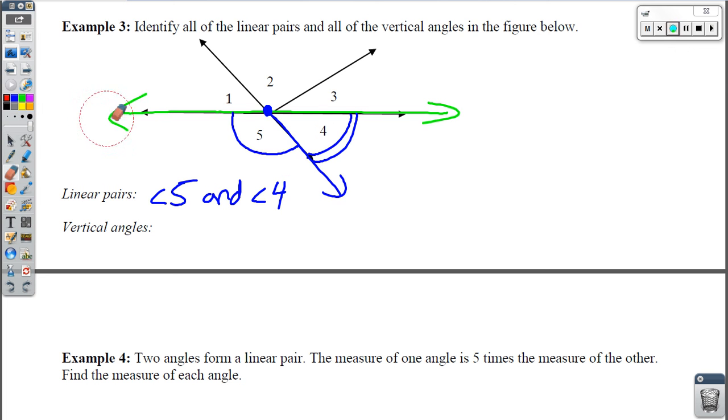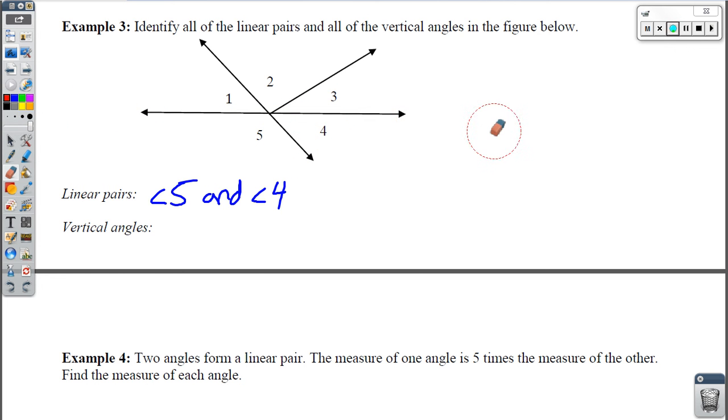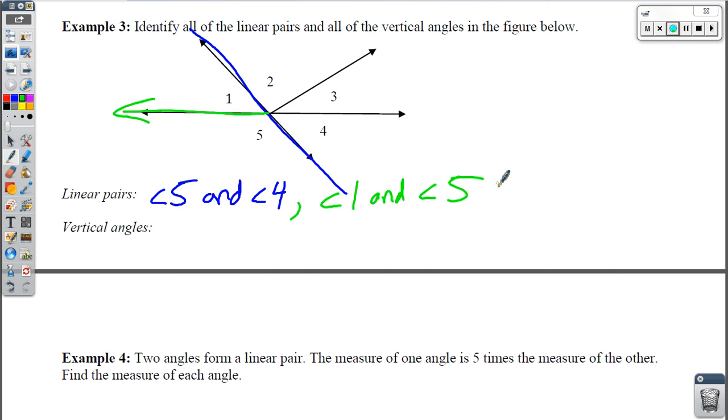All right, we could have another linear pair. If we look at, say, this line here and this ray over here. Well, angles 1 and 5, those will make a linear pair. Again, they're adjacent to each other. They share that vertex. They share that green ray. And they add up to 180 degrees. They add up to a straight line. So even though we don't have any markings for how many degrees these are, if they add up to a straight line, then we know they have to be 180 degrees because 180 degrees is a straight line. So we could say angle 1 and angle 5. That's also a linear pair.